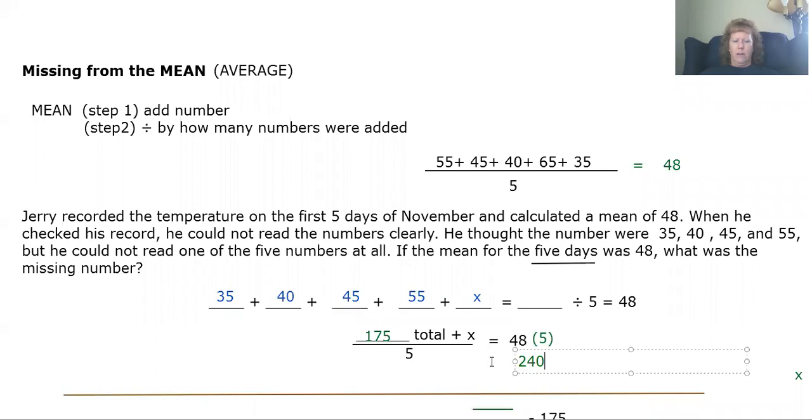Now we want to do the opposite of adding 175 with x and subtract 175 on both sides. That will leave x all by itself to equal 65.